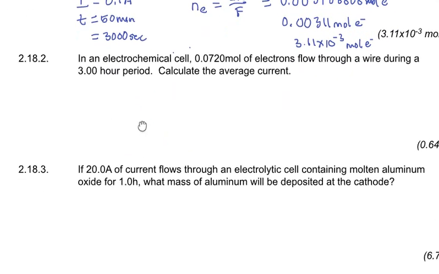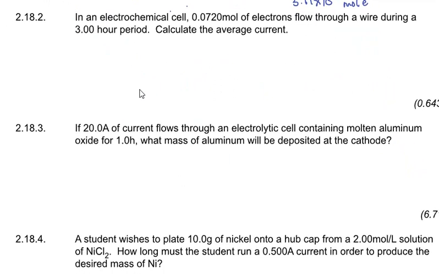So, hope that makes sense. Let's do many more of these. I'll get faster at them and explain a little less as we go on. And so they're giving us moles of electrons here. They tell us we have 0.072 moles of electrons. The time is 3 hours multiplied by 60, that's 180 minutes. Multiply by 60 again, that's 10,800 seconds.